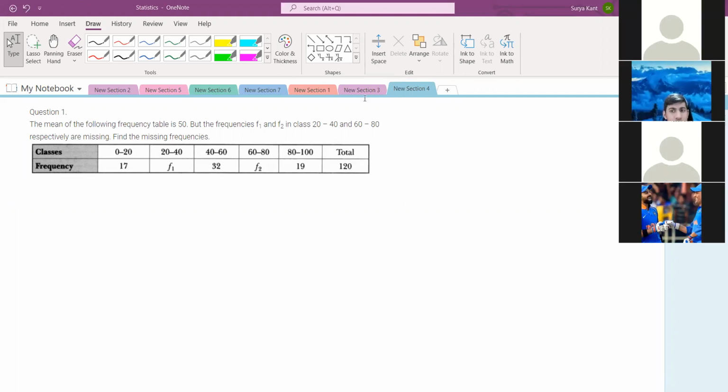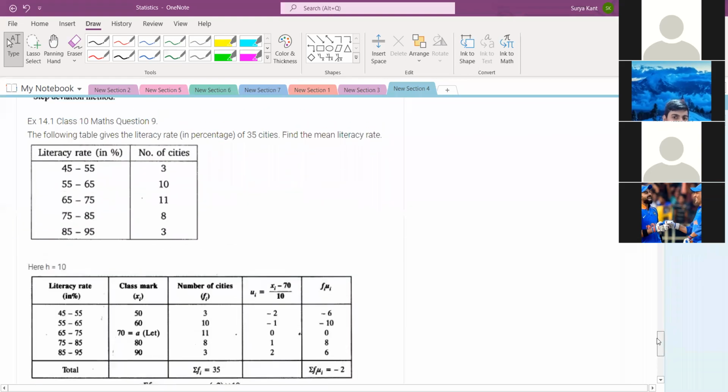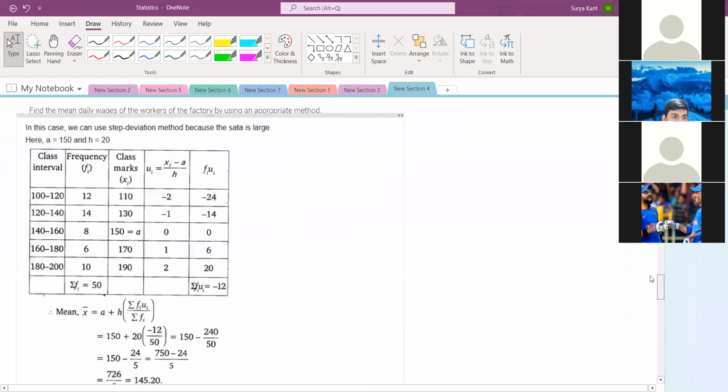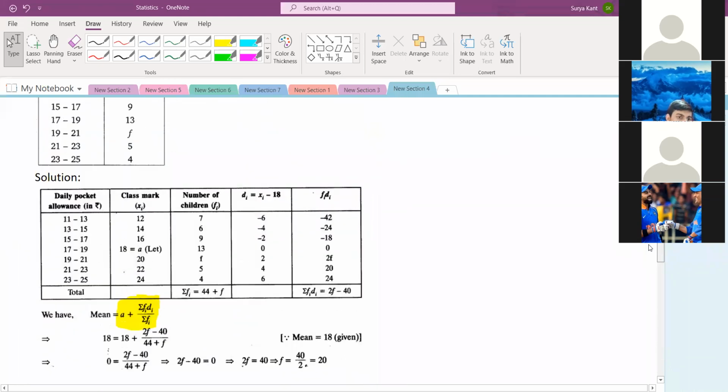Rasul, which method do you want? You want step division method or direct method? Step division, sir. Okay. You understood this one, assumed mean method? Sir, can you explain once that also? You should ask when I'm teaching. You're not asking. See here. Both methods, I'll just tell once again.